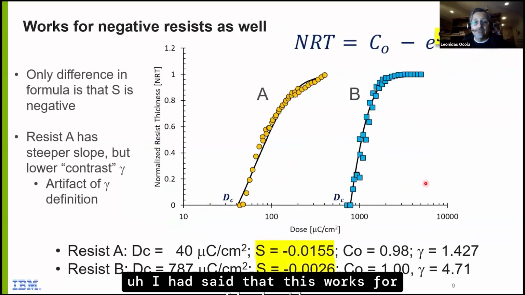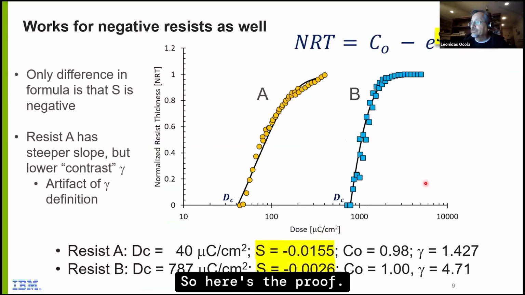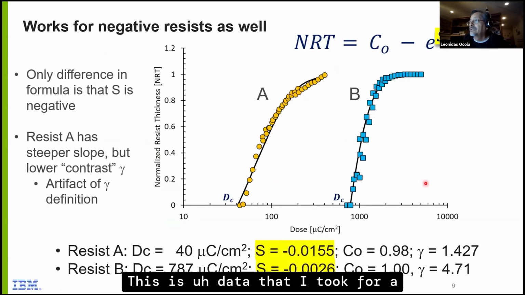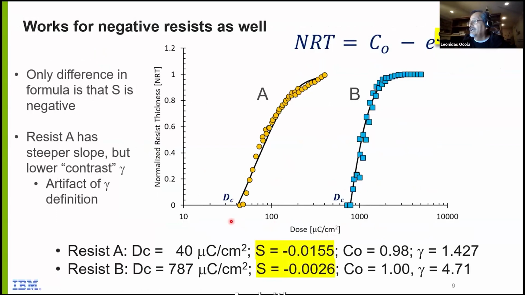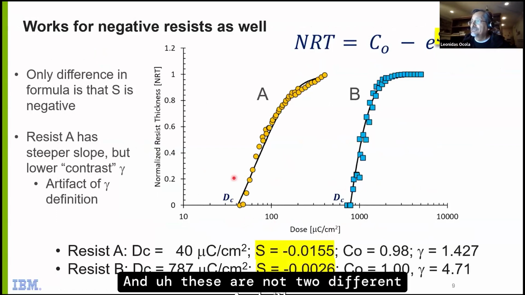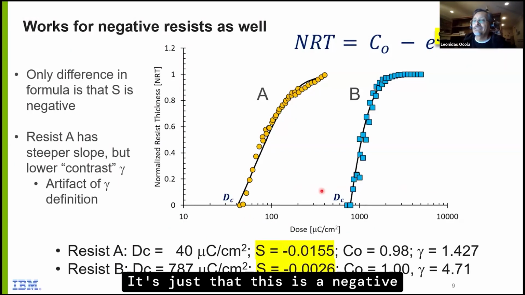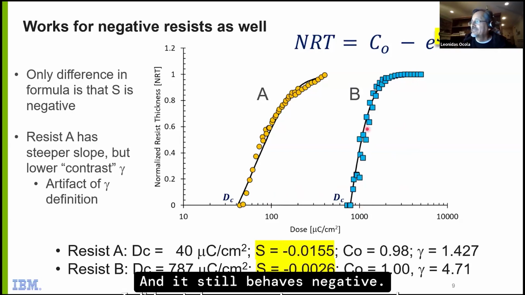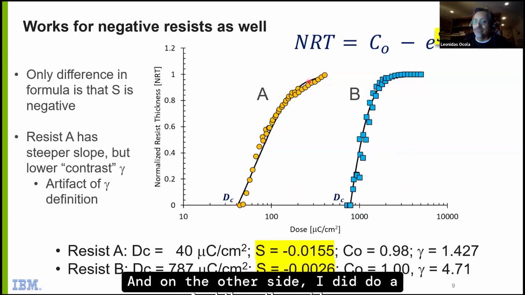I had said that this works for negative resist, so here's the proof. This is data that I took for a negative resist, and these are not two different resists. It's just that this is a negative chemically amplified resist where on the one side, I did not do any post-exposure bake and it still behaves negative. And on the other side, I did do a post-exposure bake.